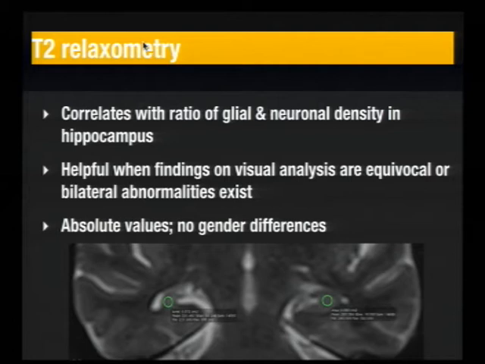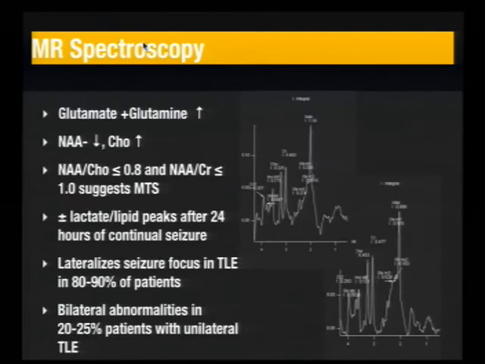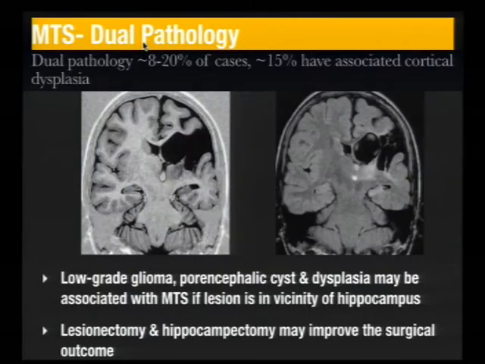Then if the MR is normal, we can do T2 relaxometry, which can show the increased relaxation time in areas where there is mesial temporal sclerosis. Then sometimes spectroscopy can show decreased NAA and choline. This is not very helpful in differentiating, but if the spectroscopy is showing NAA choline ratio less than 0.8, or your SPECT and other findings are also matching, then you can take it as a positive.